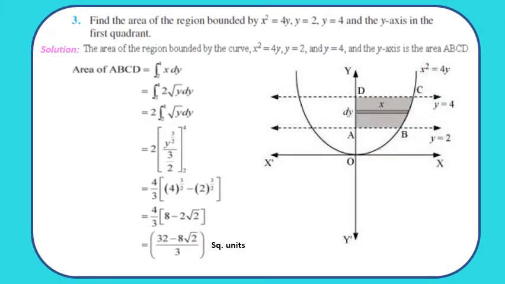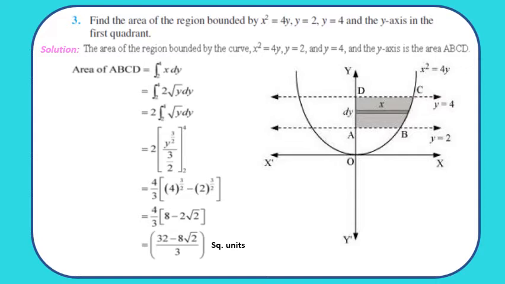Next we have question number 3. Find the area of the region bounded by x square equals 4y, y equals 2, y equals 4 and the y-axis in the first quadrant. Since it is x square equals 4y, again it is a parabola, and since it is x square, it will be symmetrical about the y-axis. So drawing the figure, we get a parabola.